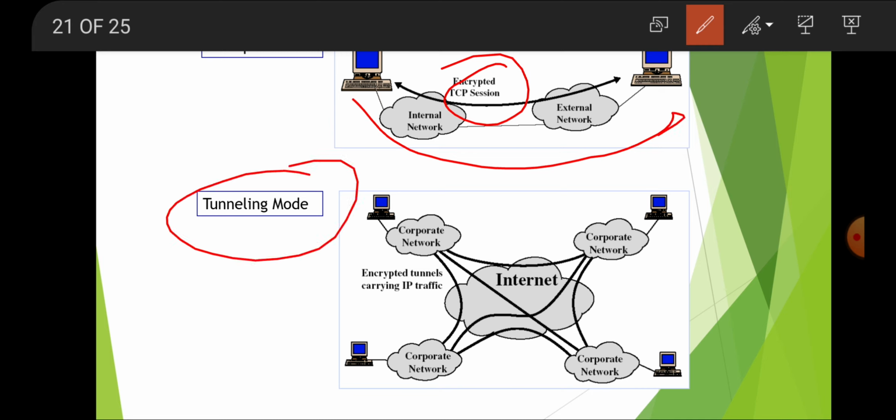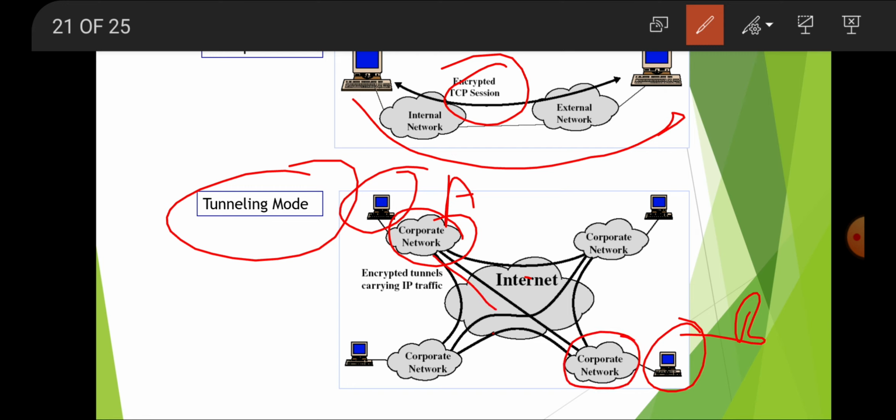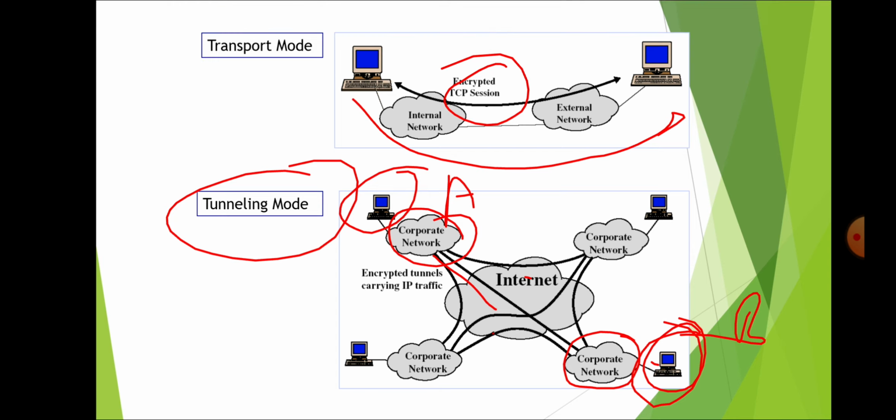Now in tunneling mode, suppose I want to send data from A to B. Here is a corporate network, then the internet, and through the internet, an encrypted tunnel carries the IP packet, the IP traffic. All these are encrypted tunnels, and it goes to another corporate network, and then the data is reached. So there is a difference between transport mode and tunneling mode. This happens with all networks.